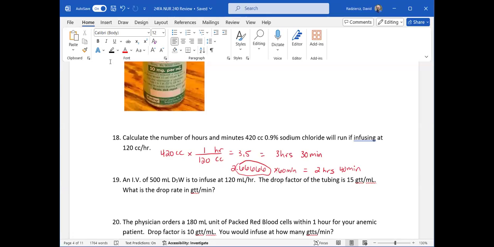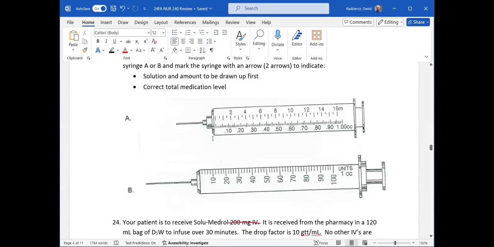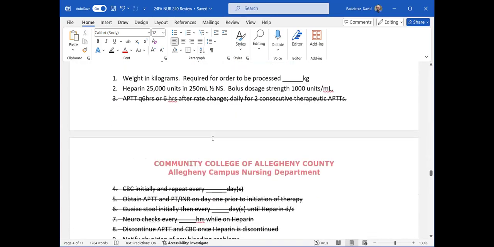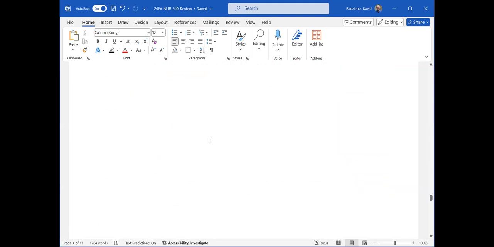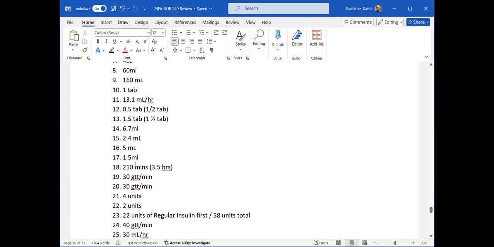Yep, potentially. My answer key says 3.5 hours and then it says 210 minutes. Okay. Yeah, I don't know why it says that, but you're saying that's what it says in the key? Yes, it says 3.5 hours and then it says 210 minutes. Okay. Yeah, they just multiply 3.5 by 60. I don't know why they have it listed that way, but yeah, 210 minutes is the same thing as 3.5 hours.